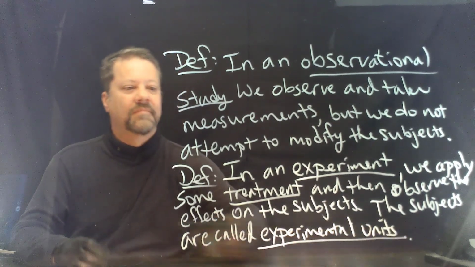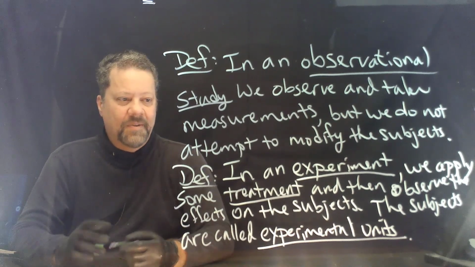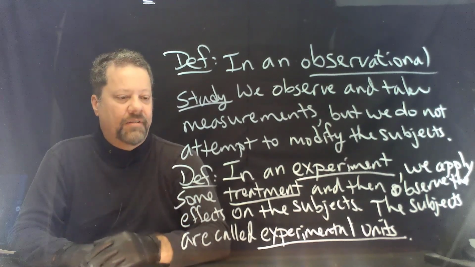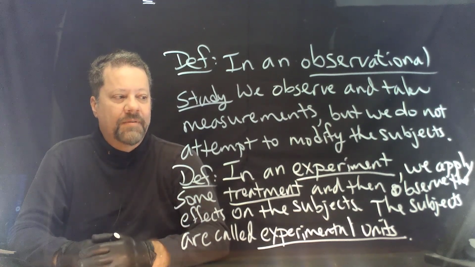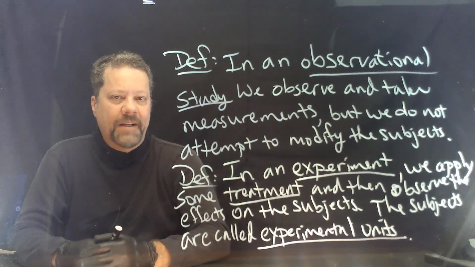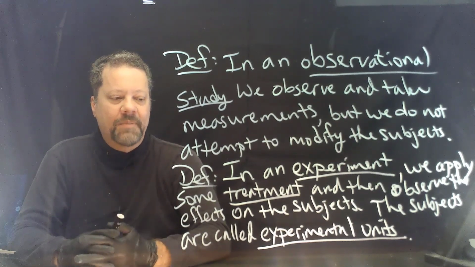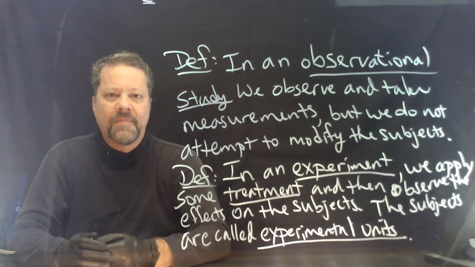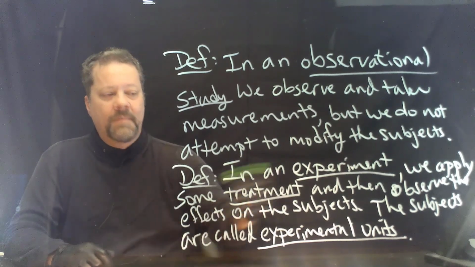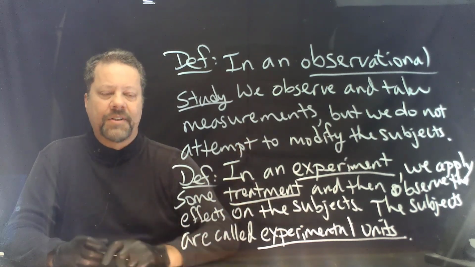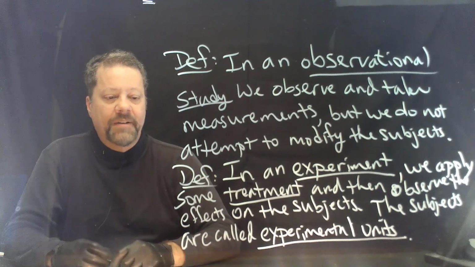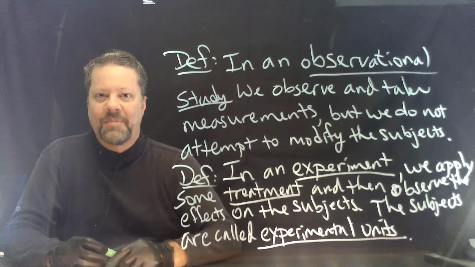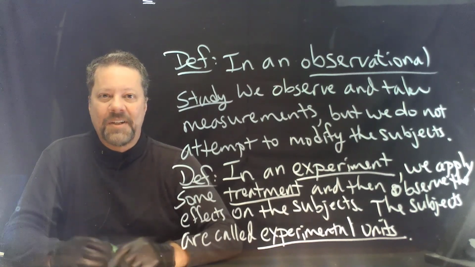So in this case, we may apply some new medication to a group of individuals and then observe the effects of that medication on those individuals in treating some particular, say, disease, or in trying to improve their health. So experiments are very different from observational studies. In the experiment, you're actually trying to affect the experimental units, to put it euphemistically, these subjects.